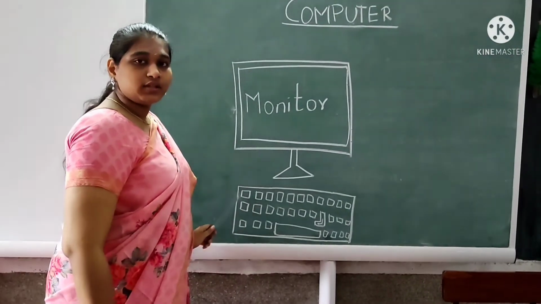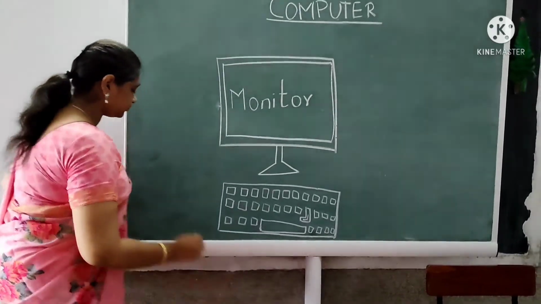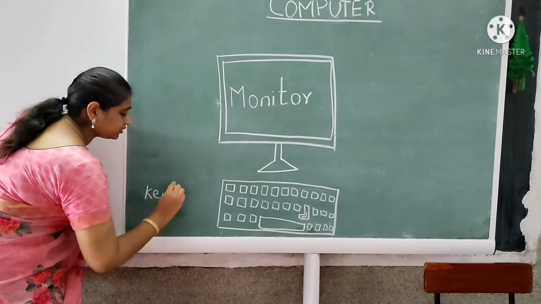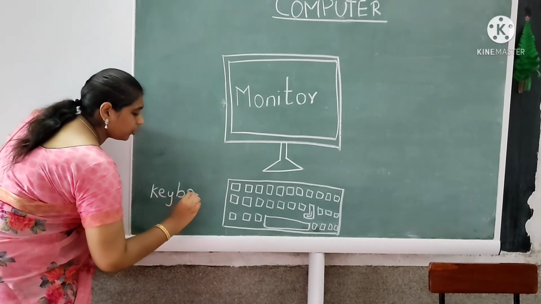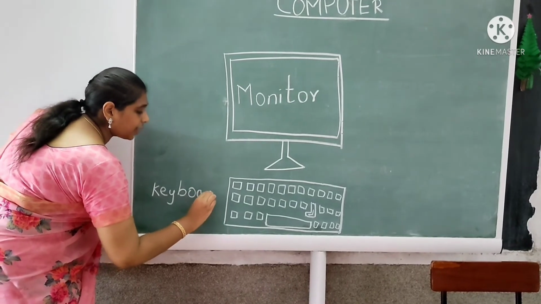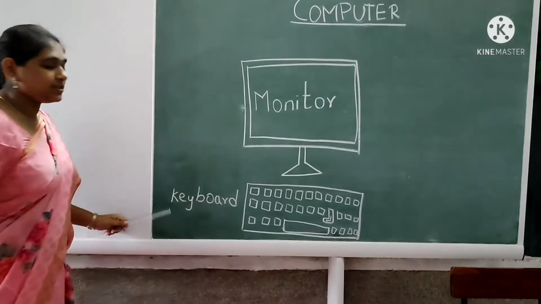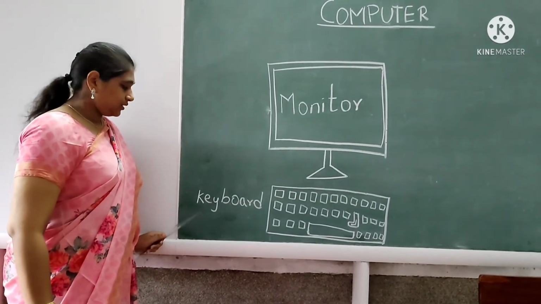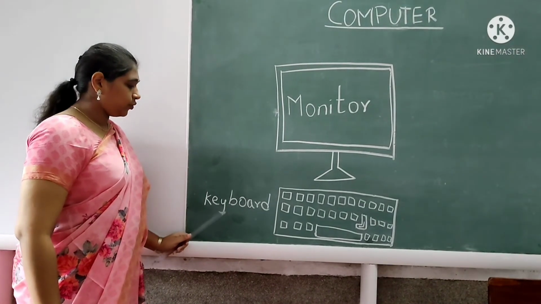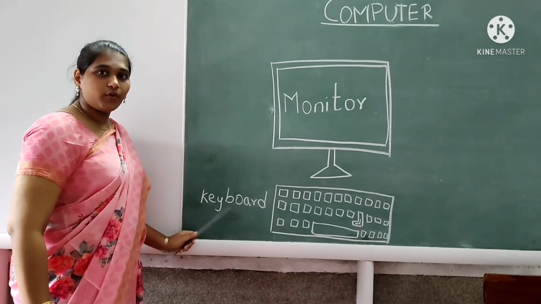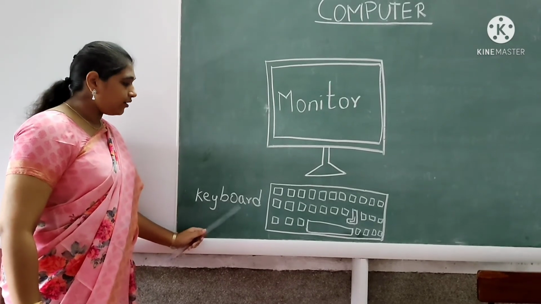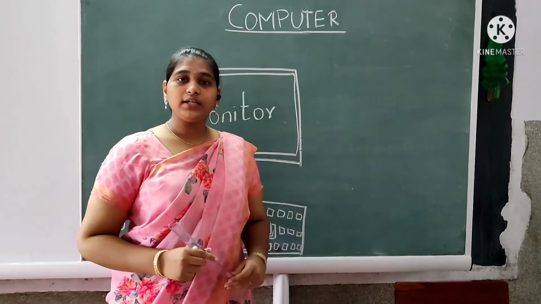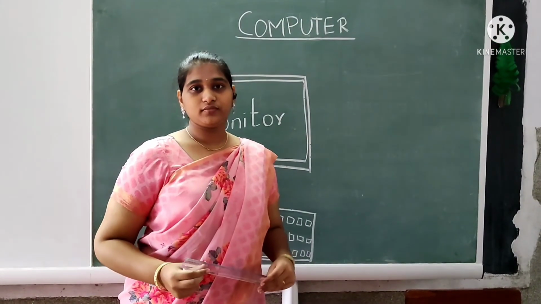Keyboard, children. The spelling of the keyboard is K-E-Y-B-O-A-R-D. This is the spelling of a keyboard. Now children, spell it. K-E-Y-B-O-A-R-D. This is the spelling of the keyboard. And now we will learn how to draw a CPU.